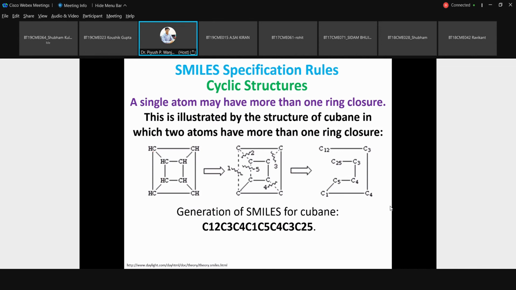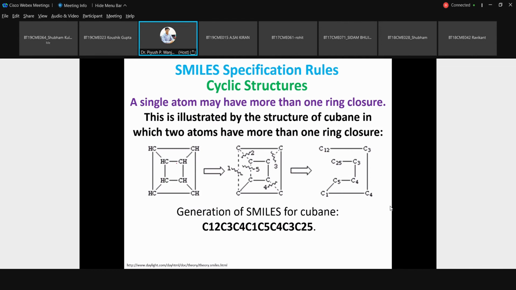So suppose I am considering this, I will break one bond. But another rule was that the entire structure you have to convert into a linear structure. So this thing we have ultimately converted into a linear structure, like from C1 you can read like this. And if you simply join this, the cubane comes into existence.